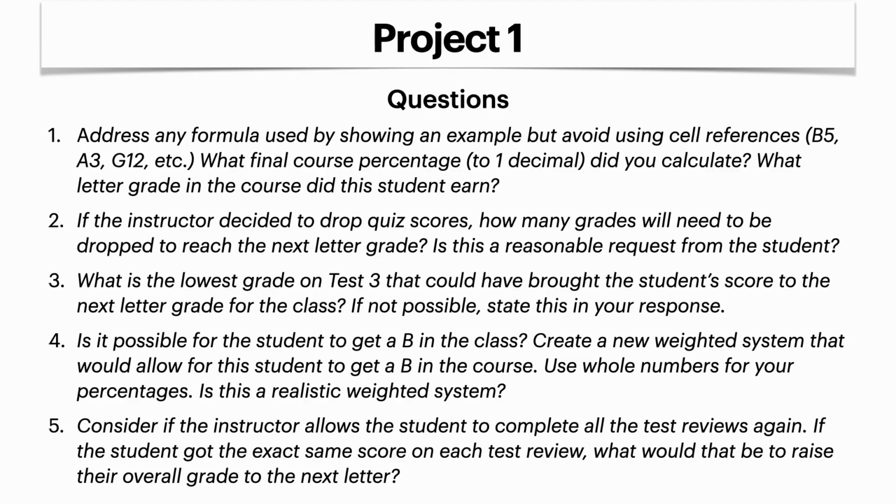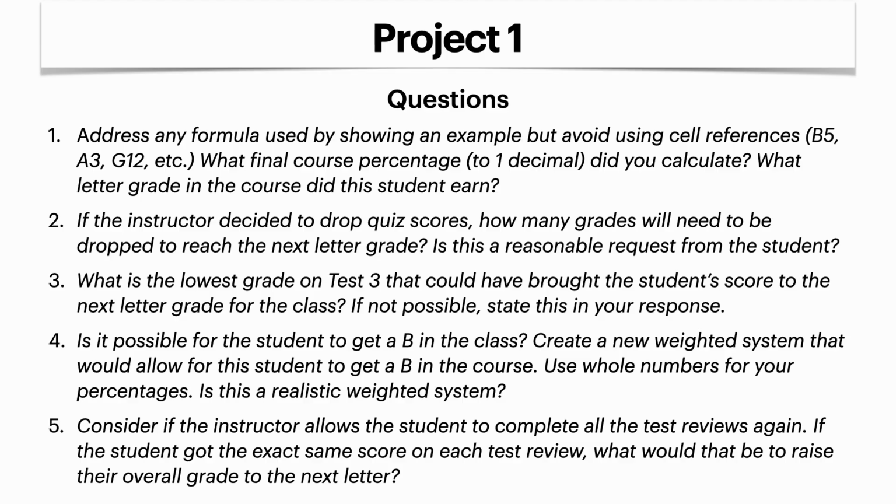Number 4, is it possible for the student to get a B in the class? Create a new weighted system that would allow the student to get a B. Use whole numbers for the percentages. So I guess this one's kind of telling you that the student didn't get a B. But I want you to create a new weighted system. That means you're going to alter how things are calculated to the point where the student can get a B. An example might be, okay, they have a really high quiz score, so we're going to count more for the quizzes than we do for the exams. But the weights will always have to add up to 100%, right? Okay.